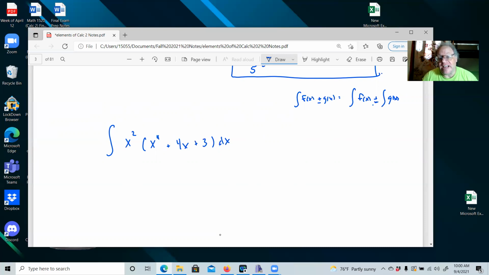So what we have to do in this case, because we don't have that rule just yet, is multiply through. So this is the same thing as x to the 2 plus 4, that's 6, plus 4x to the 3, 2 plus 1, 8, plus 3x squared.